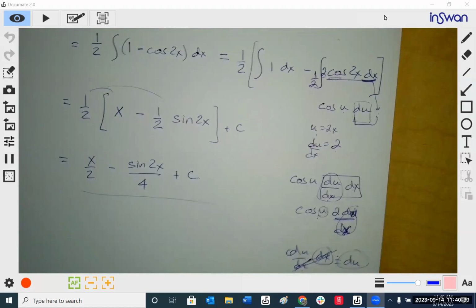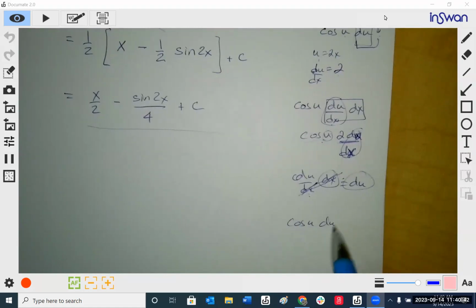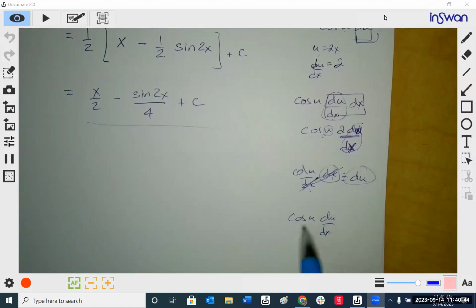So cosine u, du/dx, this part here is 2, and this is cosine u. The whole function was a function of x, but it's taken care of because we changed it to u. And so when you write down du equals 2, it shouldn't be du/dx equals 2. It can just be du. Right. Yes. Because again, we take a derivative because u is a function of x.